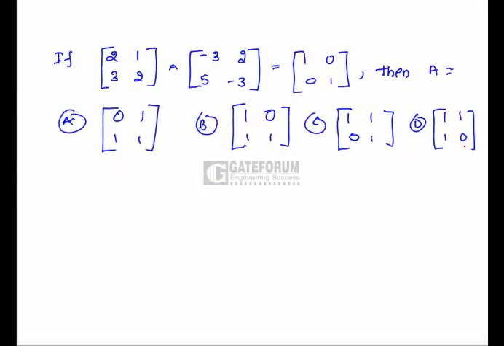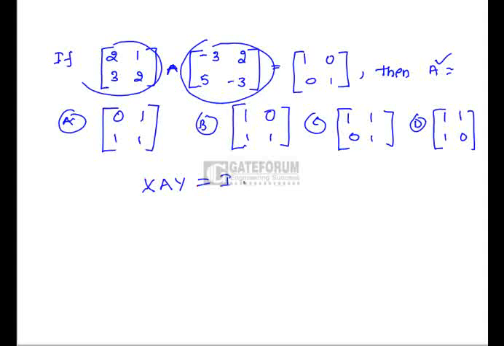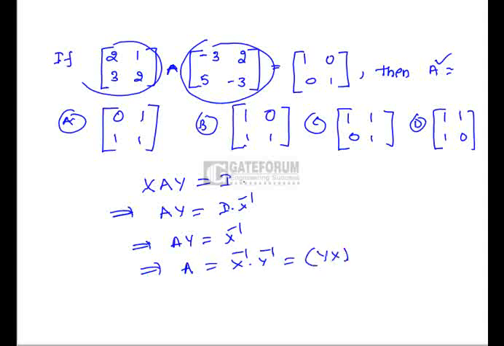Matrix 2 1 3 2 into matrix A into matrix minus 3 2 5 minus 3 is equal to identity matrix. Now we have to find this matrix A. Let us take the first matrix as x, then the next matrix is A, and let us take the next matrix as y, so xAy is equal to I. I'll take this x to the other side, that is, multiplying x inverse on both sides. So Ay is equal to I into x inverse, which can be written as Ay is equal to x inverse. Similarly, I'll take this y to the other side, that means multiplying y inverse on both sides. So A is equal to x inverse into y inverse, which can be written as (yx) whole inverse.